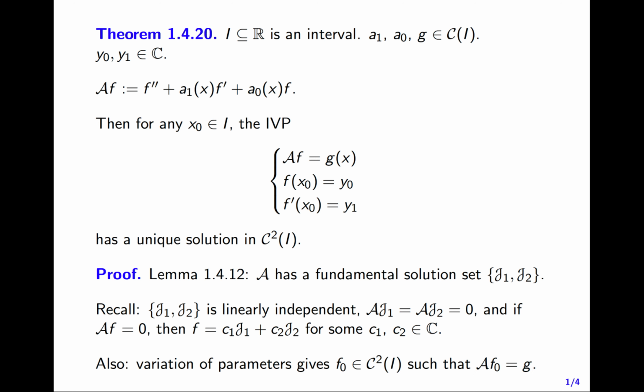And variation of parameters tells us how to solve the non-homogeneous problem. The formula of variation of parameters, which is highly worth memorizing, tells us that if we know the fundamental solution set, then we can cook up a function f0 that's twice continuously differentiable on I, such that A on f0 equals g. And of course, if the operator A is constant coefficient, we know how to, through the characteristic equation method, construct explicitly the functions j1 and j2. And if A has variable coefficients, then we hope for the best, and we'll learn a little more about that later in the course. So we know how to solve the homogeneous problem, we know how to solve the non-homogeneous problem, now we have to build in the initial conditions.